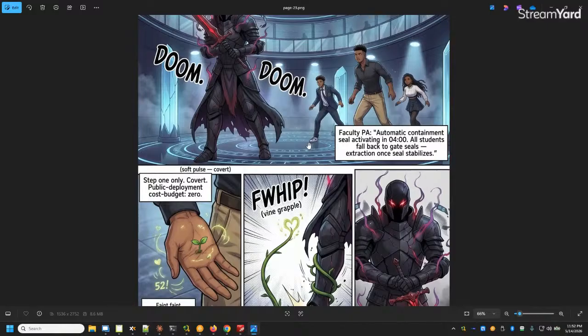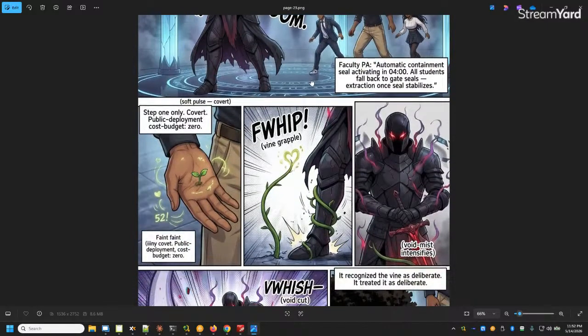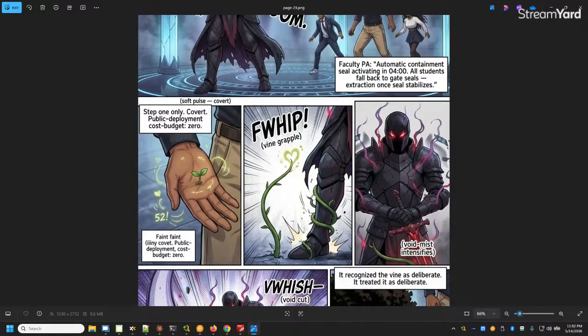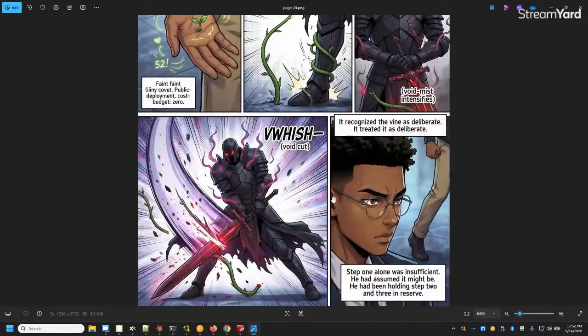Extraction once seal stabilizes. Step one, only convert public deployment cost budget 0. Okay, so he's applying 52 factorial to the plant and he wrapped its leg. Why does it show the hearts? Okay, and then the ball said, "Stop playing with me," and he cuts it down. It recognized the vine as deliberate. It treated it as deliberate.